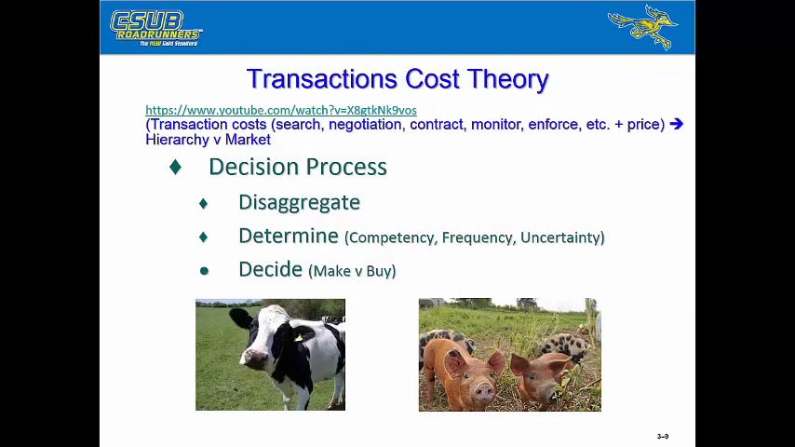This leads to a theory called transaction cost theory. Transaction costs represent things like search for proper partners for your business, negotiation with other companies, contracts to solidify agreements between different companies, monitoring to make sure that the terms of contracts are maintained, enforcement, etc., and price, or the cost associated with having market transactions rather than internal organization of activities.